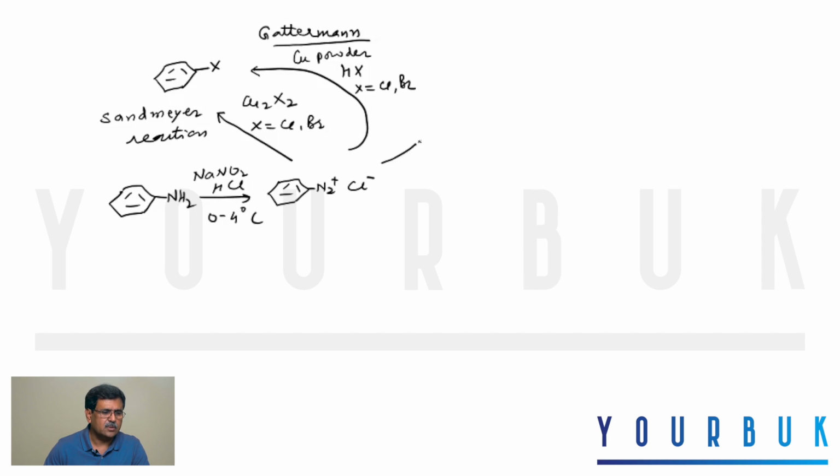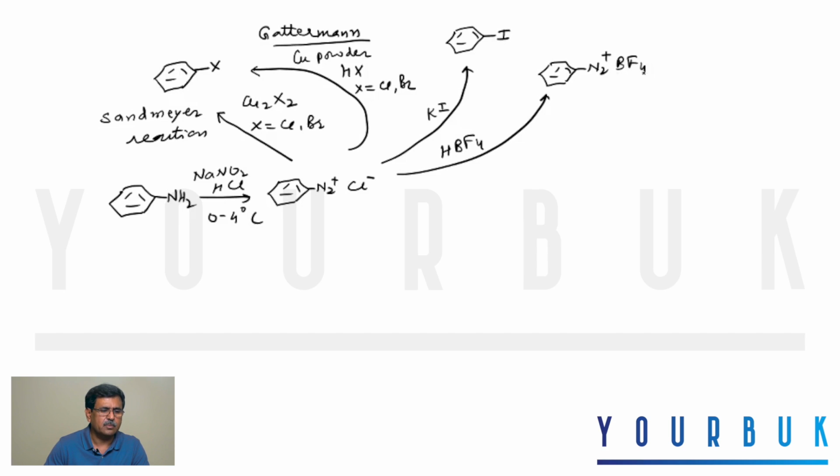Now we can also convert this into iodobenzene using KI. So it gives iodobenzene. So we can convert aniline into iodobenzene via these two steps. And we can also prepare fluorobenzene. In fact, this is the only method in your syllabus to prepare fluorobenzene, using HBF4. It gives another diazonium salt which is bulky and unstable, and on heating it decomposes to give a fluorobenzene. So this is another conversion, converting aniline into fluorobenzene.